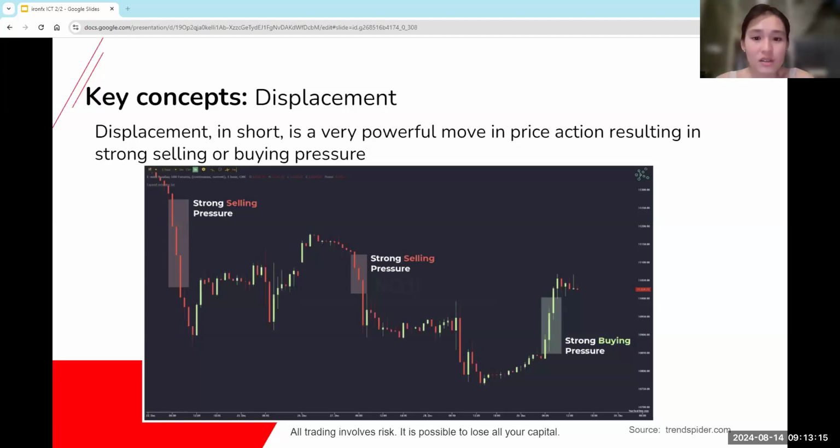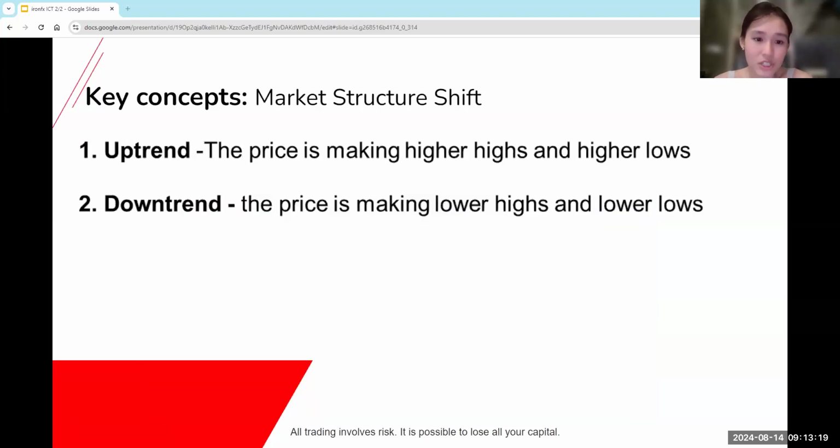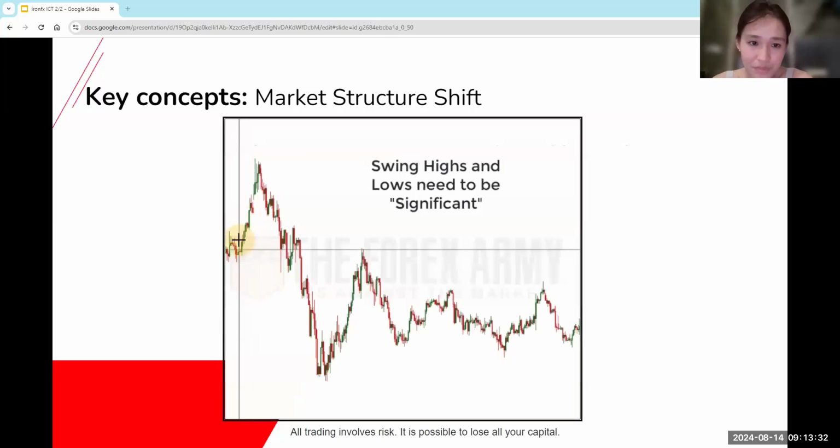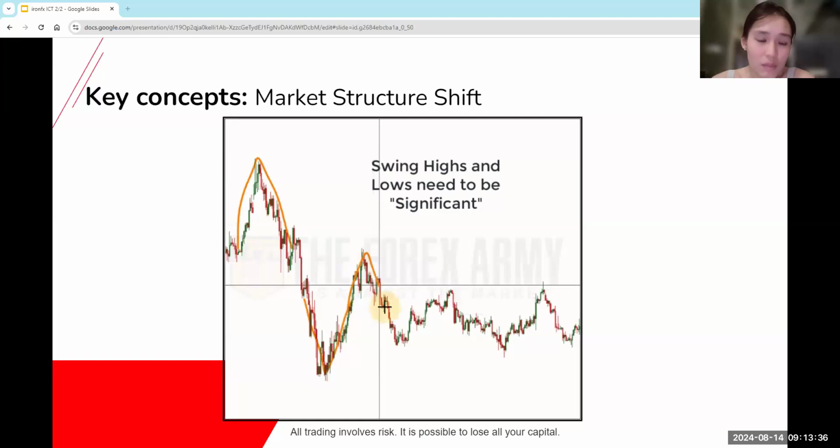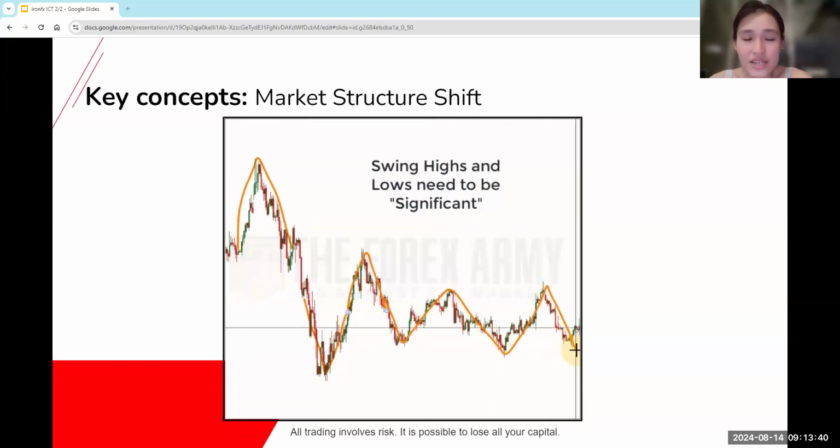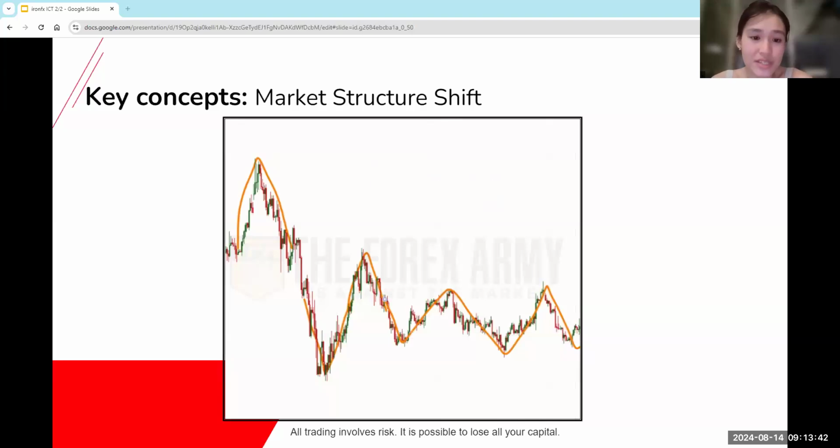Okay, if not, let's move on. Next, let's look at market structure shift. An uptrend is basically when price is making higher highs and higher lows, and a downtrend would simply be when price is making lower highs and lower lows. In short, you can see how we identify the market structure. The swing highs and swing lows just have to be pretty significant.